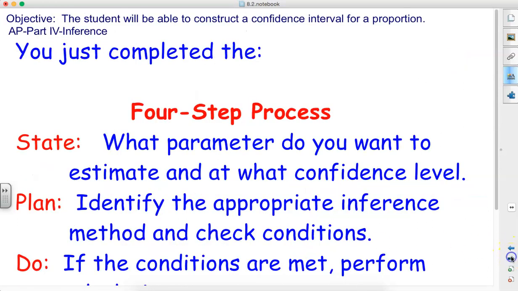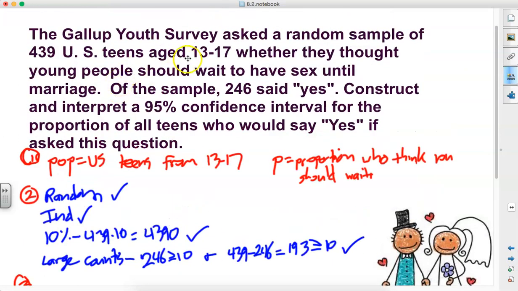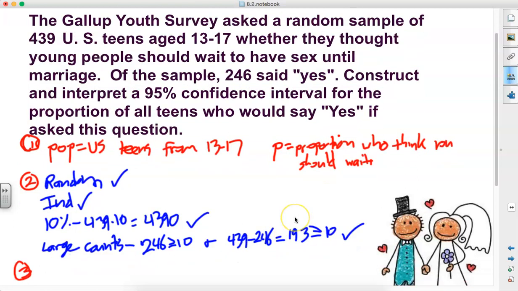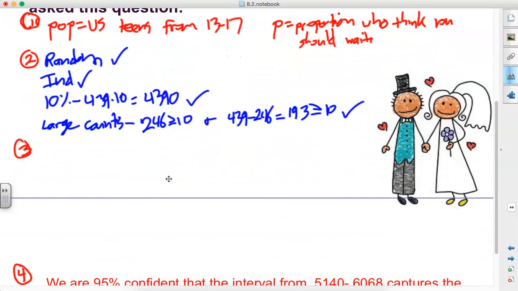So right here, same idea. The number of people that said yes is 246. That's what we're going to get when we do N times P. That's greater than 10. And then whenever we subtract 246 from the total, that gives us what N times Q would be, which is 193, which is also more than or equal to 10. So all of our conditions are met. Now we can do the calculations, which is the third step. All right, so to do the third step, we think of our formula.